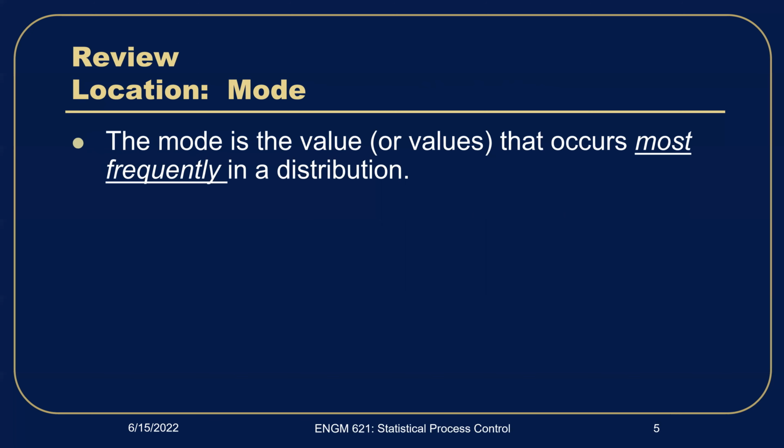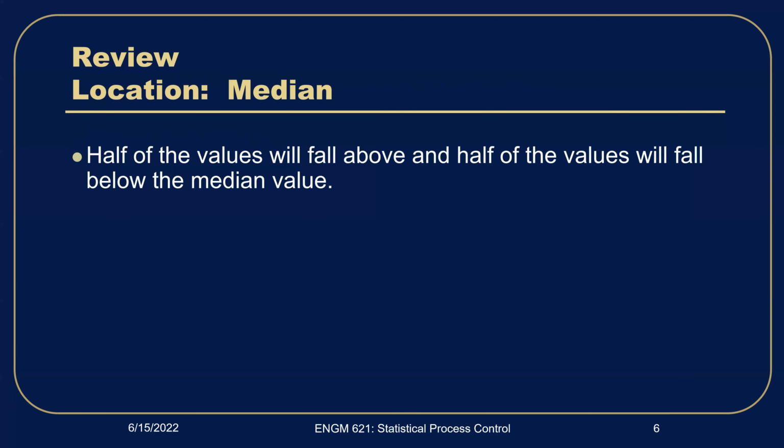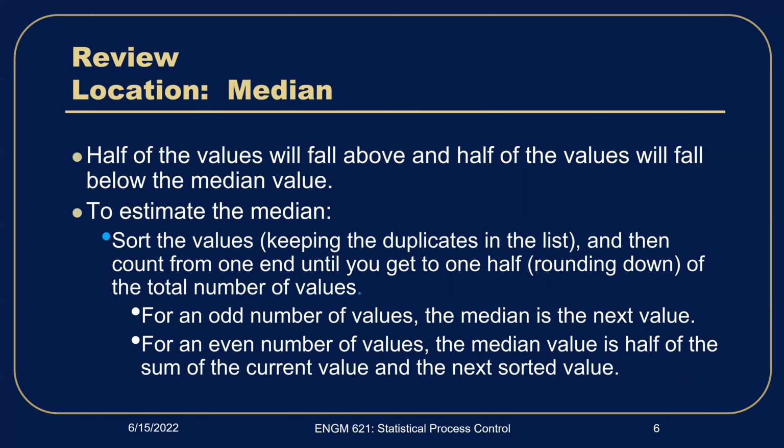Let's review those statistics. First, mode. Mode is the value or values that occurs most frequently in a distribution. As with discrete distributions, there may be more than one mode. Here is how we identify mode. Then median. Median is the value separating the higher half from the lower half of a data sample. It is thought of as the middle value of a data set. Here is how we compute the median.